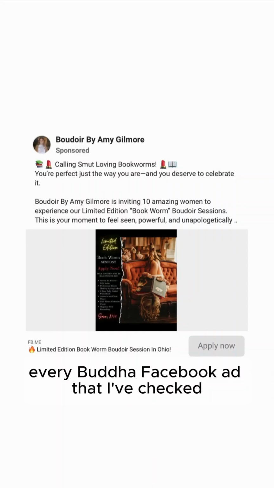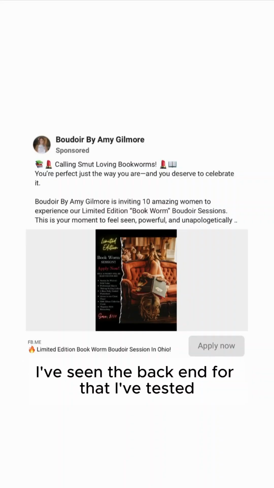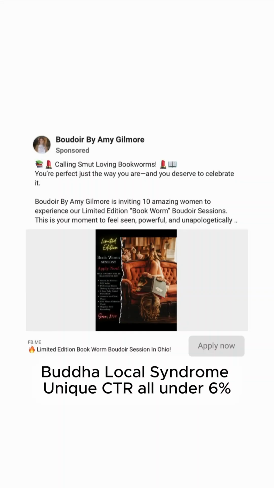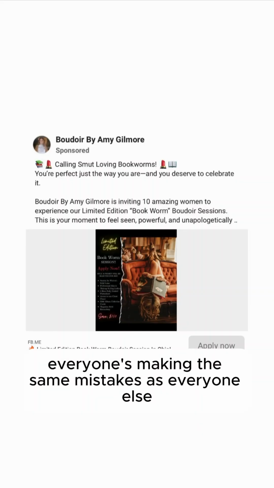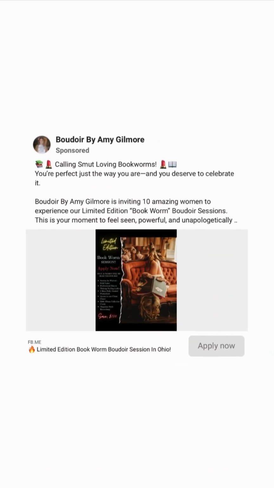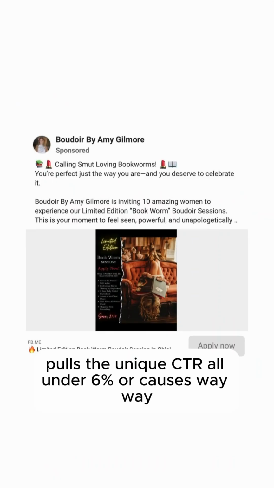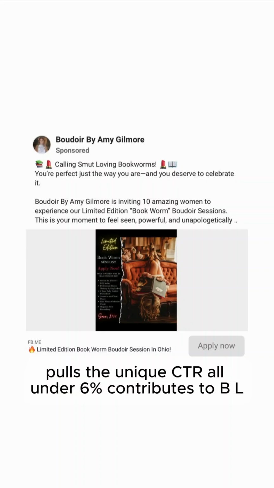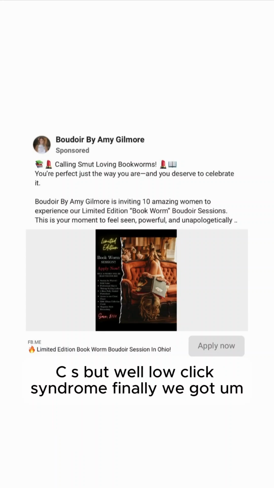Well, every Boudoir Facebook ad that I've checked, that I've seen the back end for, that I've tested, 100% of them have had BLCS, Boudoir low click syndrome, unique CTR all under 6%, because everyone's making the same mistakes as everyone else. So this looks-like-an-ad mistake causes way more women to scroll by than necessary, pulls the unique CTR all under 6%, and contributes to BLCS, Boudoir low click syndrome.